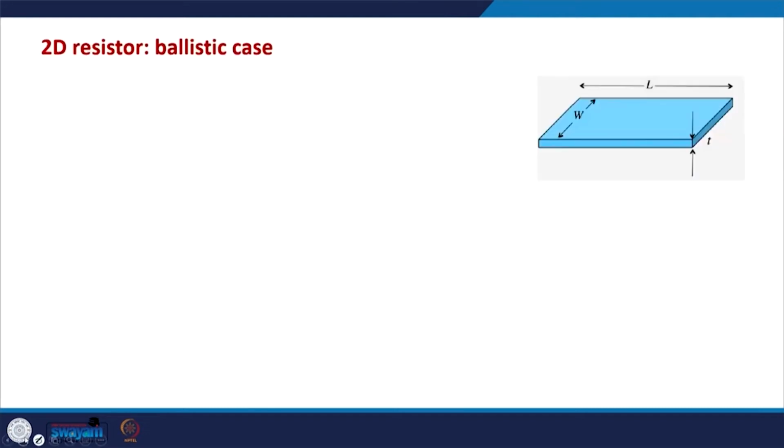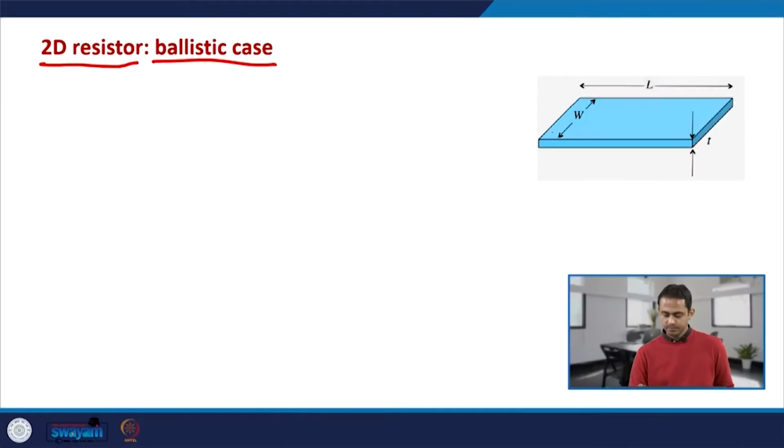So, we begin our analysis with a 2D resistor, a 2D conductor and ballistic case. We begin our calculations with, as usual, a 2D conductor, because a 2D conductor is first easy to visualize, and second, most of our discussions have been centered around the 2D conductor, so it is easy to analyze.